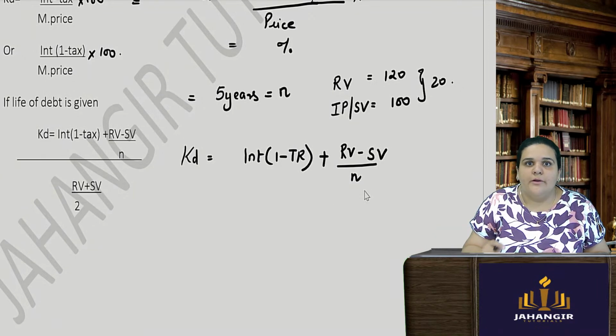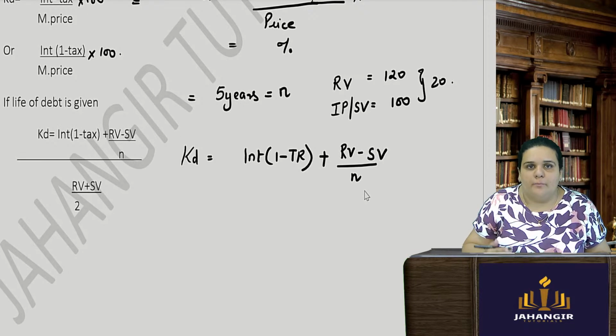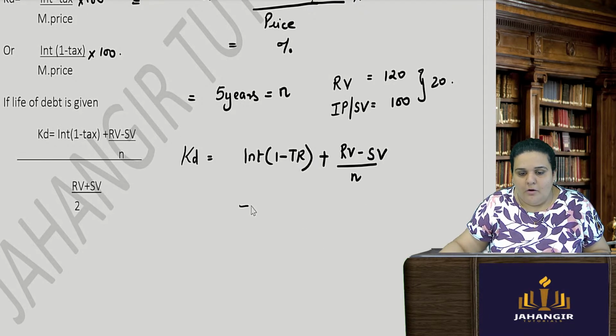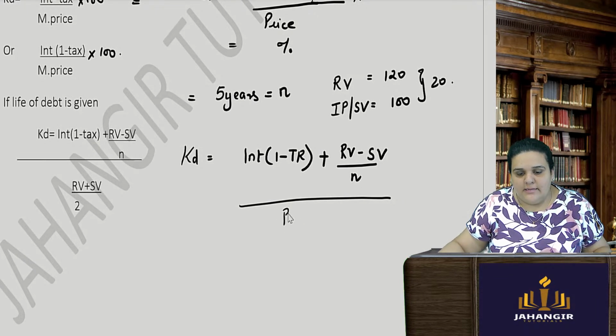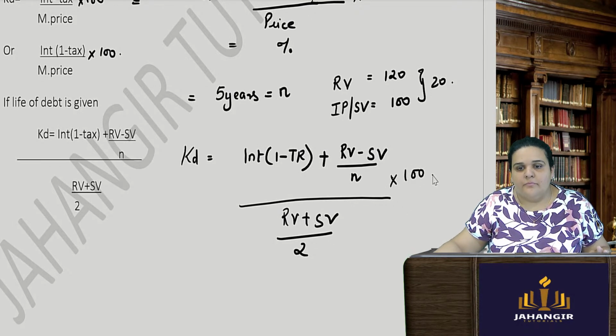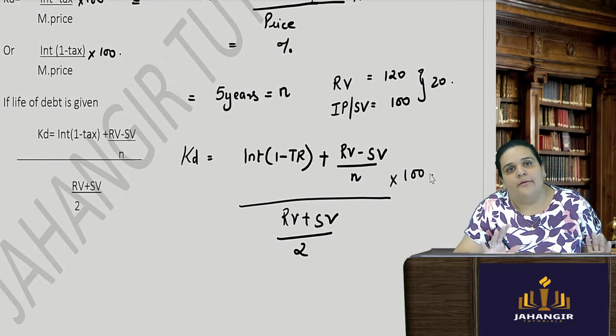Because this 20 you are going to give in one time only. So for number of years you will divide by N, no? To know for each year how much. Okay, upon which price should I take? Market price, face value, redemption price, issue price, what? So best I take the average of 2 into 100. Since it is in the form of percentage, that is why I am putting into 100.